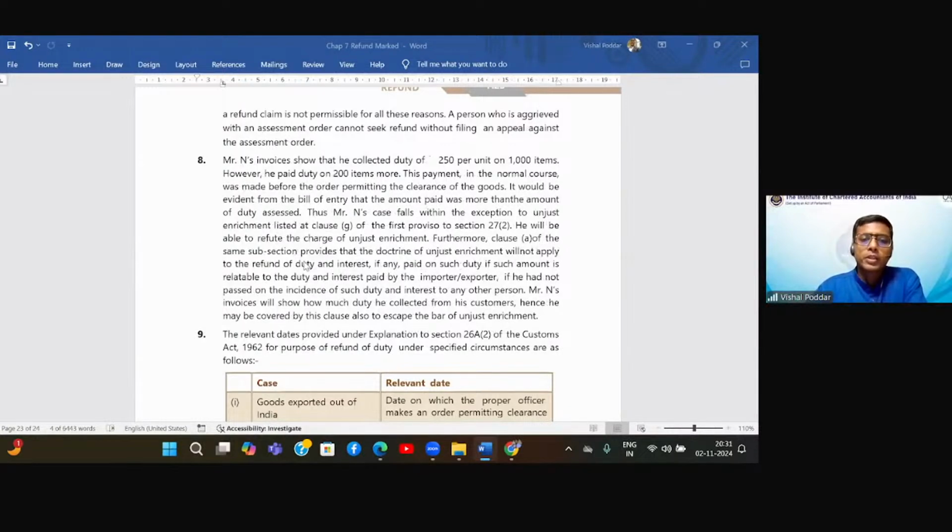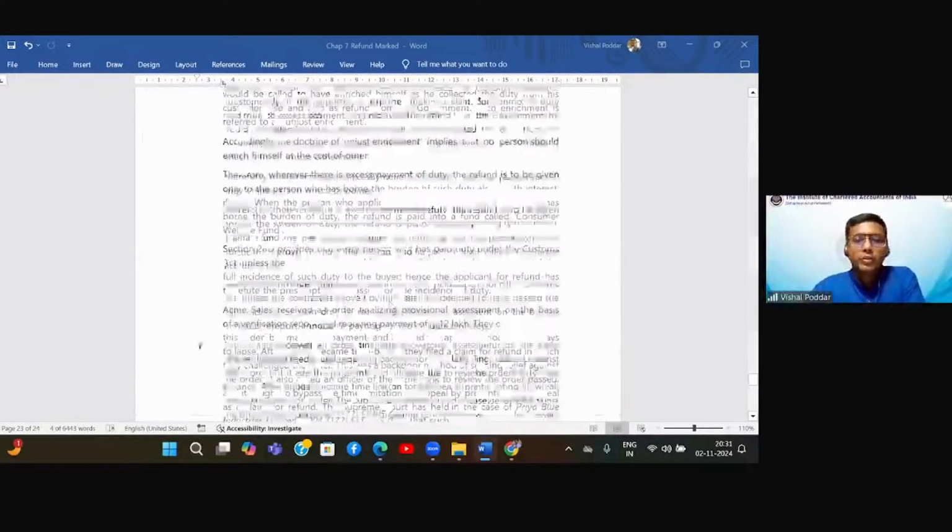Furthermore, clause A of the same subsection provides that the doctrine of unjust enrichment will not apply to refund of duty and interest, if any, paid on such duty, if such amount is relatable to duty and interest paid by the importer or exporter, if he has not passed on the incidence. Now, obviously, as I explained, you cannot pass on this incidence because you have passed on the incidence of 200. But while making payment, you have paid for 400. So here where you have made payment of excess, that excess you have not recovered from your customer. That is very obvious from the facts of the case. And hence you very squarely fall within the eligibility for refund. Unjust enrichment doctrine does not affect you.